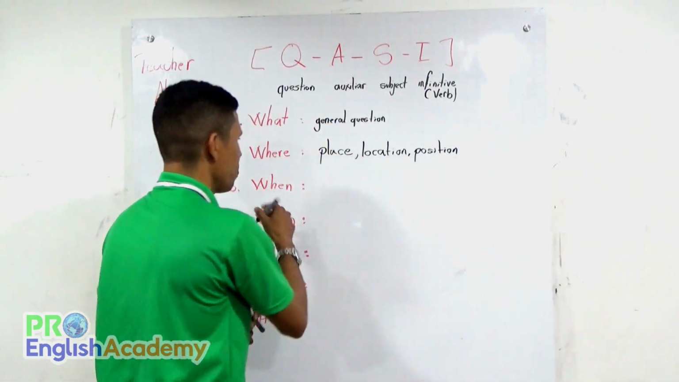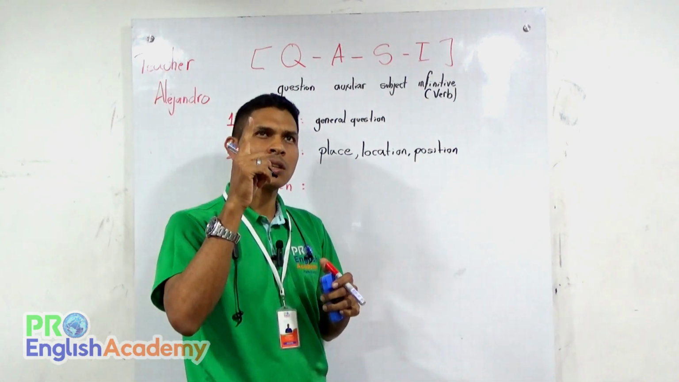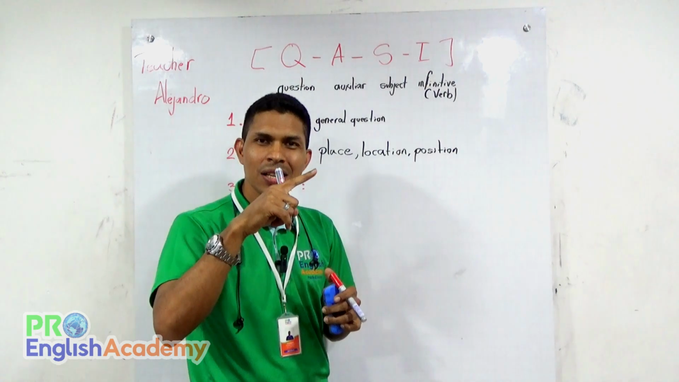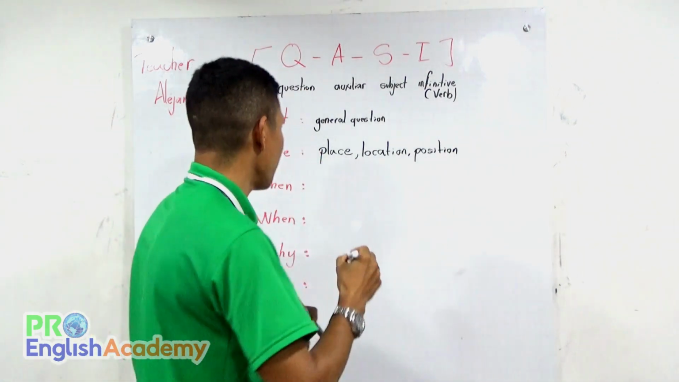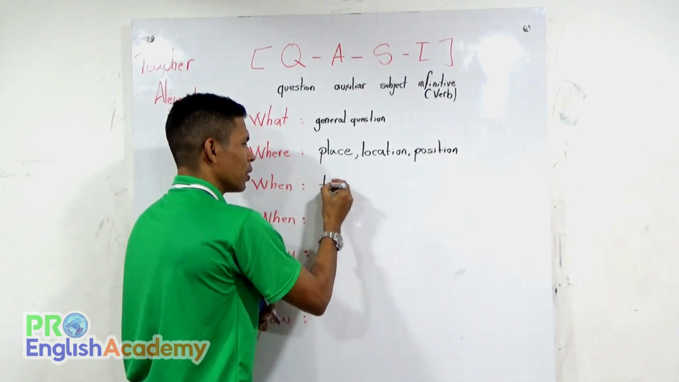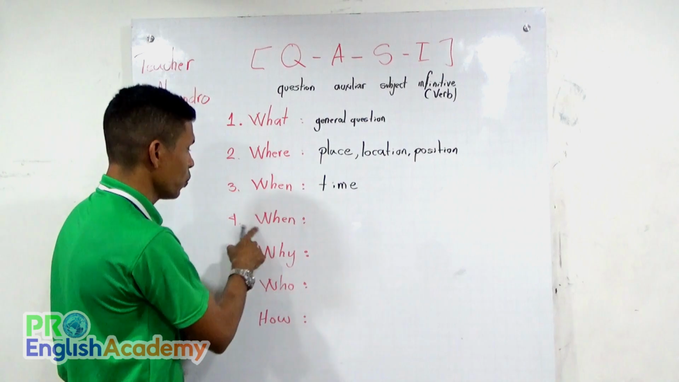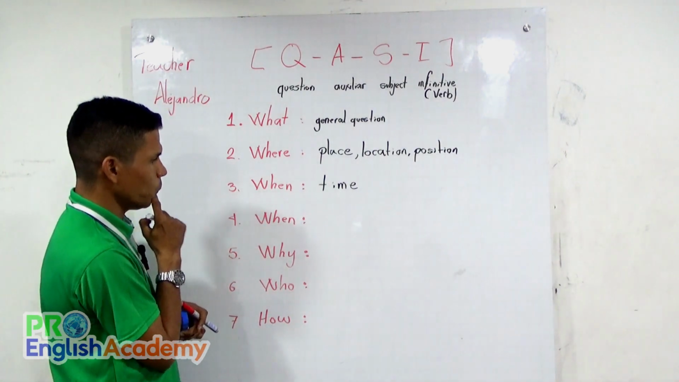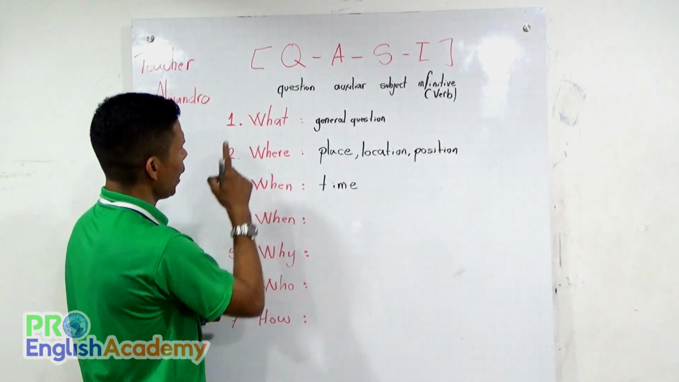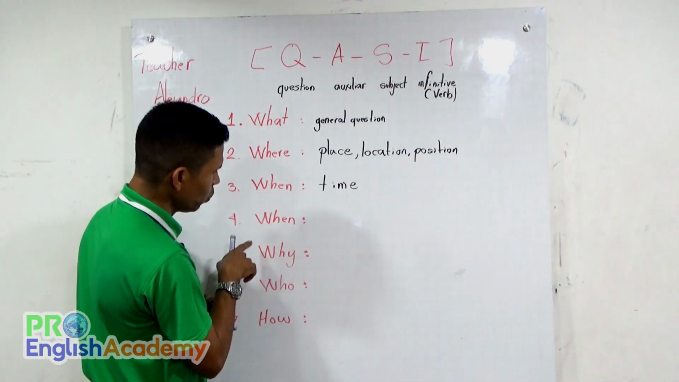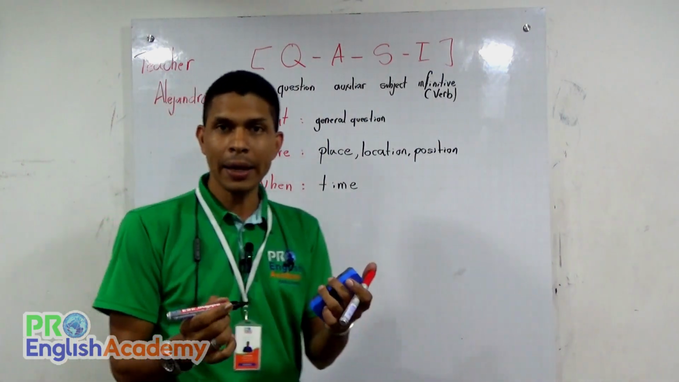Okay, what about when? When is a question about time. Very good. It's about time. Oh, I have two whens. Oh my God, what a mistake. I'm sorry. Okay, let's go with why. What, when, where. Woo, we had double when. Whatever, it doesn't matter. Let's go with why.